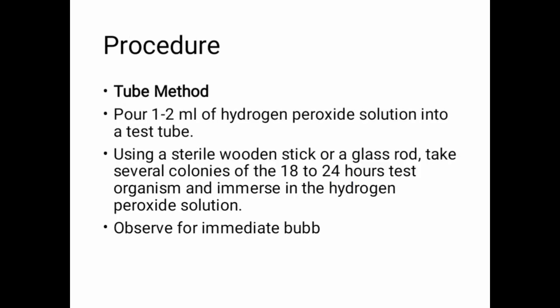Procedure. Within the procedure we have two methods. The first one is the tube method and the second one is the slide method. In the tube method, we take 2 ml hydrogen peroxide solution, and then using a sterile wooden stick or glass rod, take several colonies of an 18 to 24 hour test organism and immerse them in the hydrogen peroxide solution. Observe for immediate bubbles.